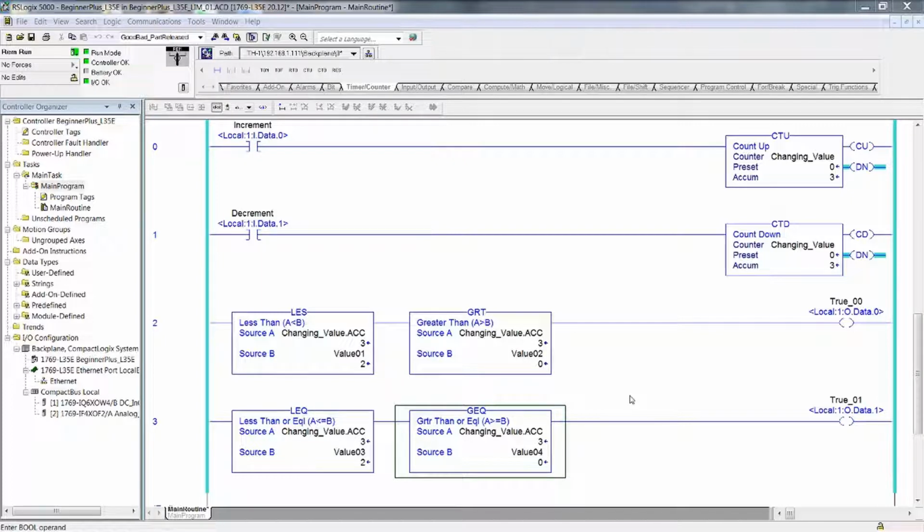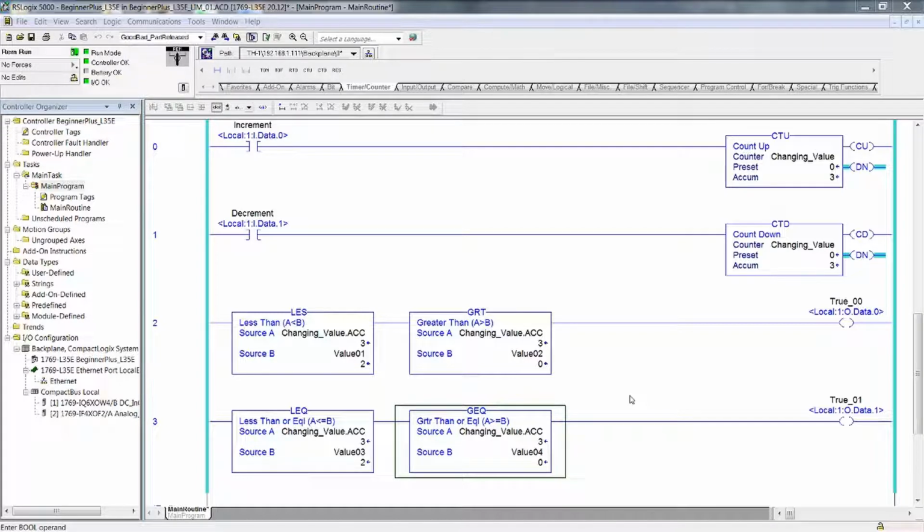Is either rung true? No. Why? Less is false, and less than or equal to is false. So 3 might be greater than 0 in both cases, but 3 is not less than or equal to 2 in either case.